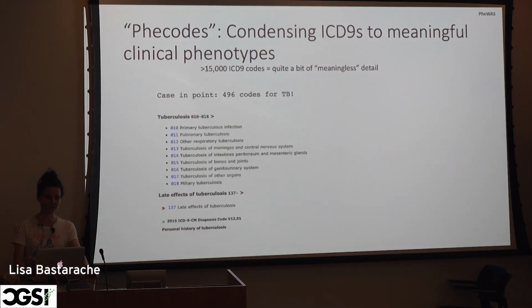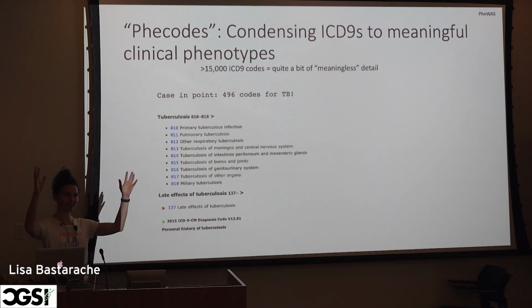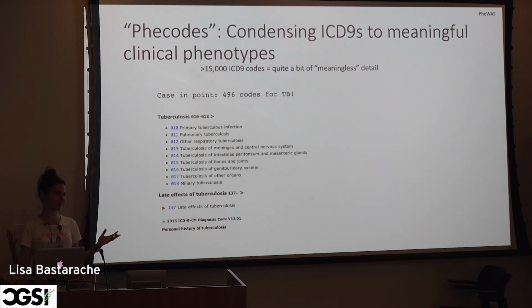Here's a really quick example, a great case in point of the kind of condensing that Phecodes does. This is an example from ICD-9s. I don't know if you guys have ever read ICD-9s starting from the beginning. I think 001 is cholera. These ICD-9s have a very interesting historic legacy, and a lot of the early codes pertain to infectious diseases that were of public health interest 100 years ago. Reflecting what people were trying to catalog many, many years ago, there are actually 496 different codes that essentially are different forms of tuberculosis.